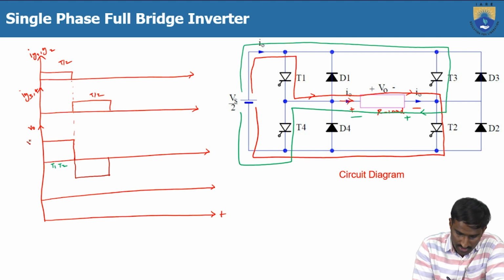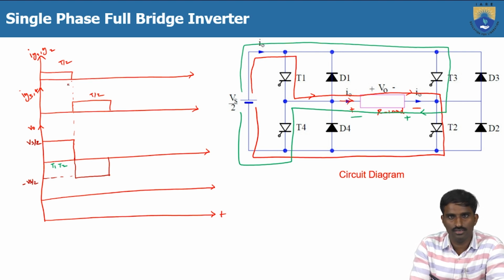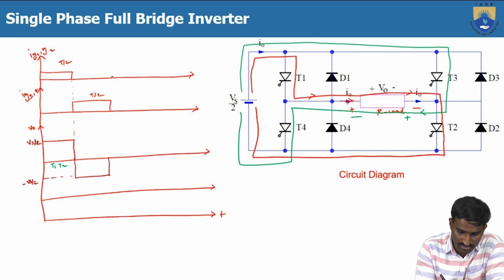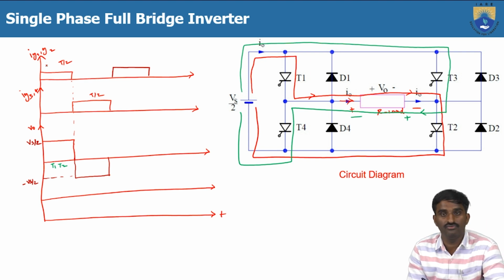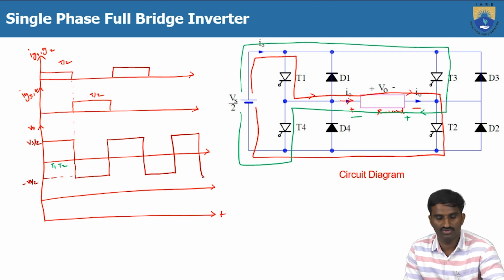So here the magnitude is Vs by 2, and here this negative magnitude is minus Vs by 2. Then this process will continue. Then after this again T1 and T2 are triggered. Then again you will get the positive voltage across this, then again negative voltage and positive voltage, like that. We will get the output voltage waveform.